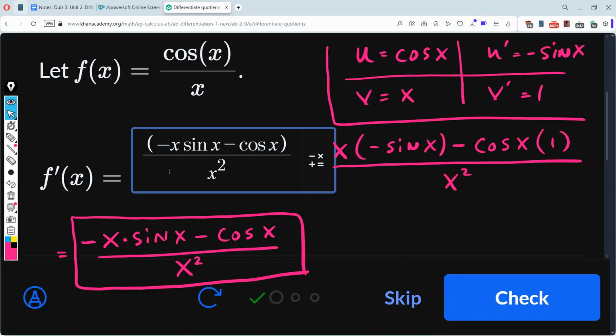I use parentheses on the numerator, negative x sine of x minus cosine of x. I use parentheses, then I just hit slash and typed x squared. That should be it.